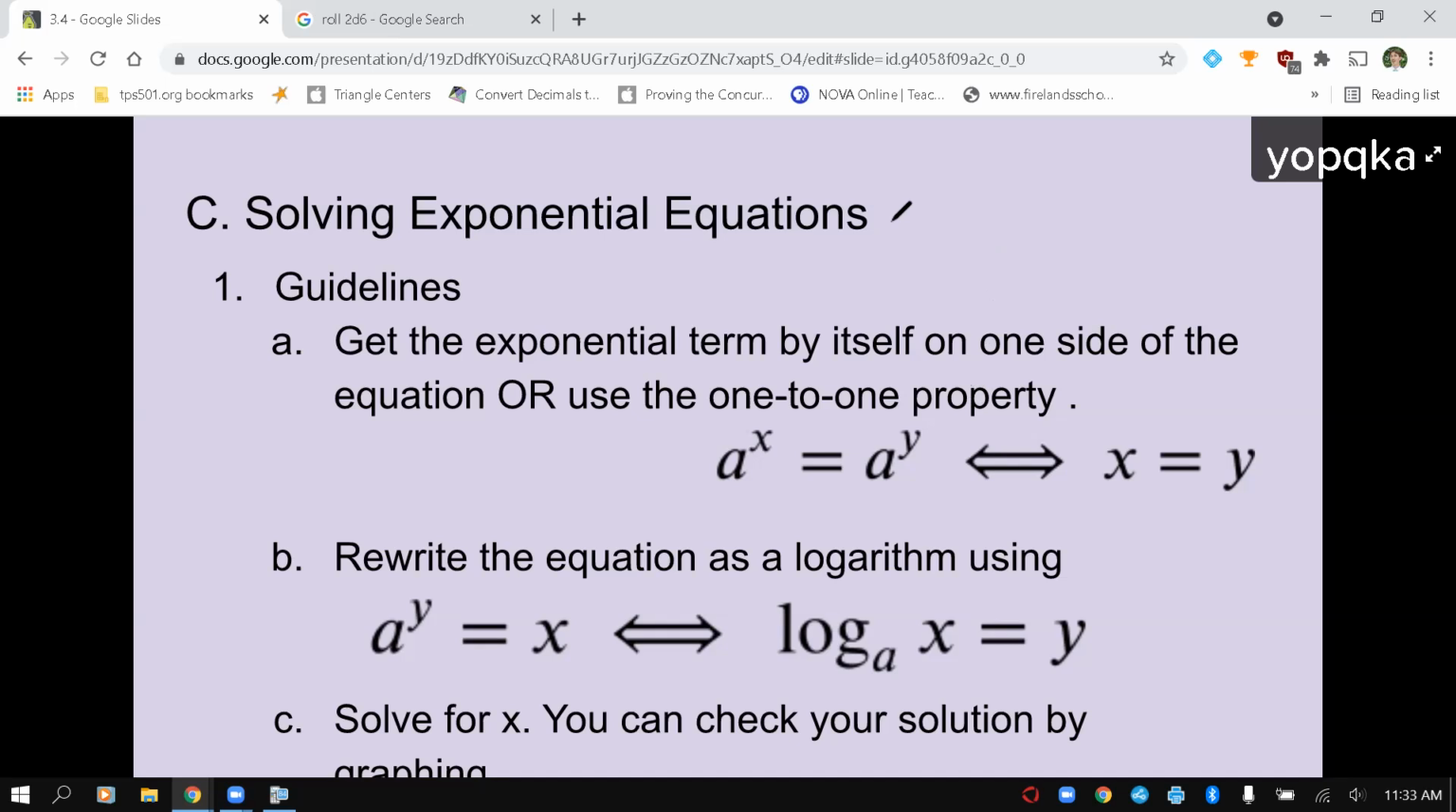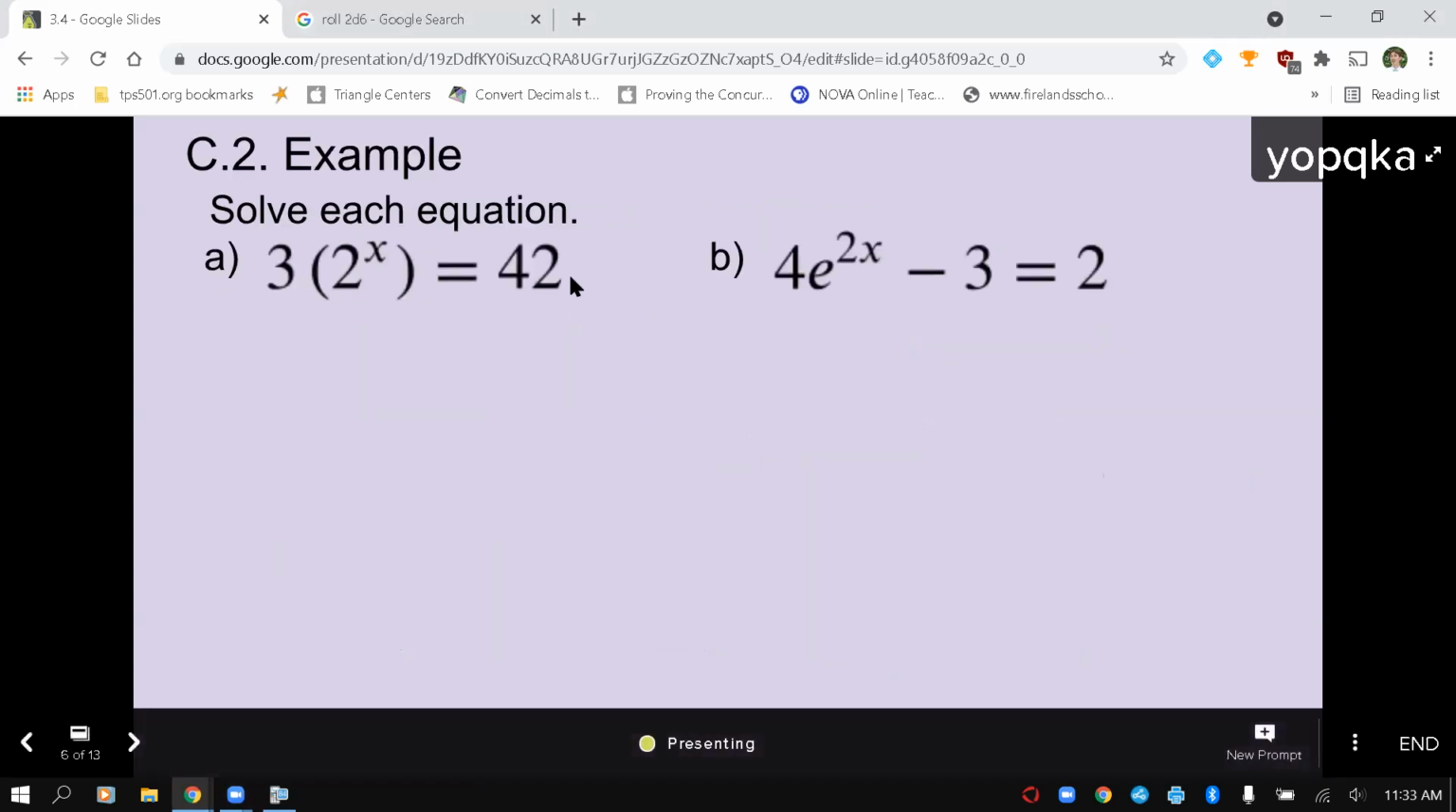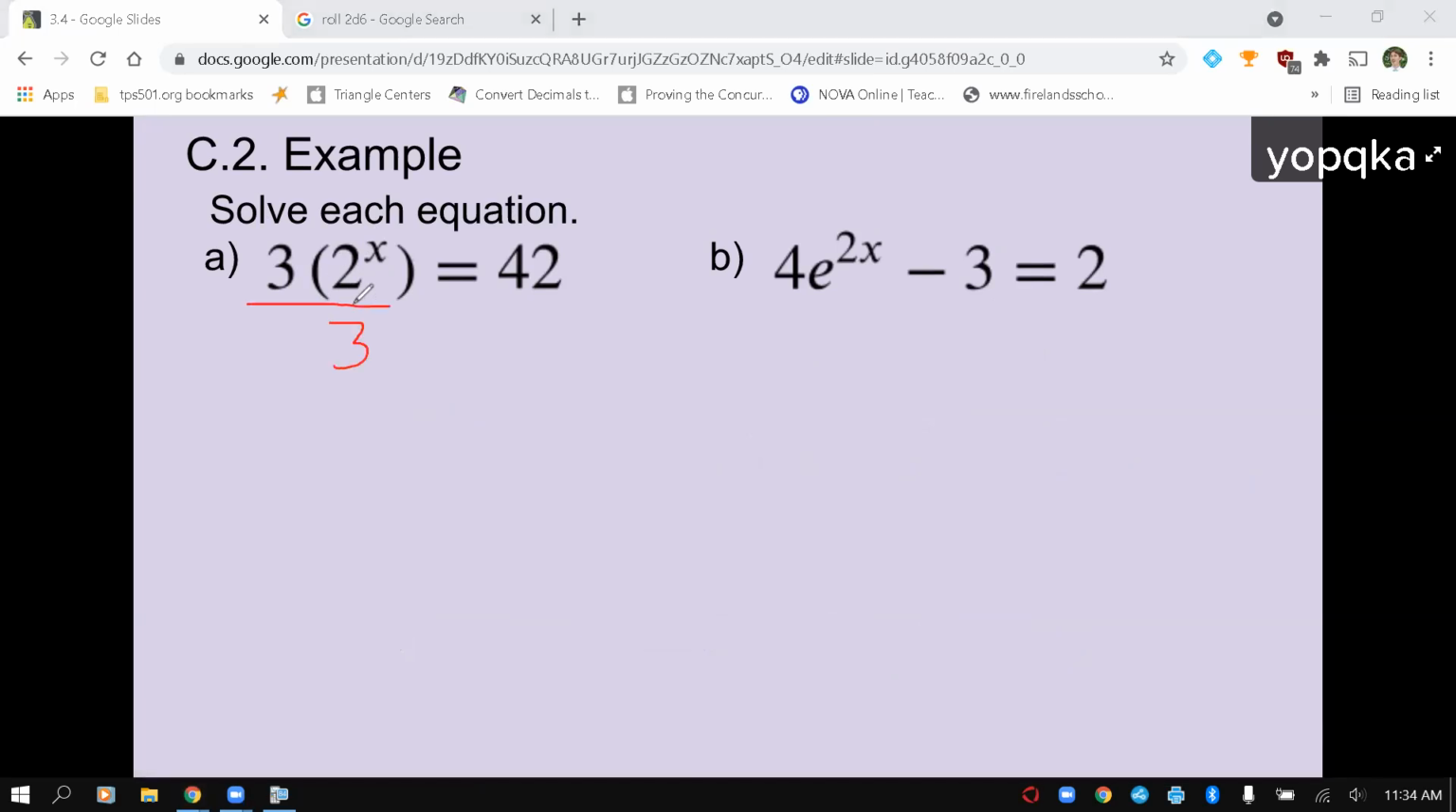You ready to see one? It's pretty exciting. Okay, let's do it. All right, let's do both of these. So I have my exponential term right here, 2 to the x. I want to get it by itself, so I need to get rid of the 3. What's the opposite of multiplying by 3? Divide both sides by 3, and we get 2 to the x equals, what's that, 18? Is that right? Am I just making stuff up? No, it's not 18. What is it?